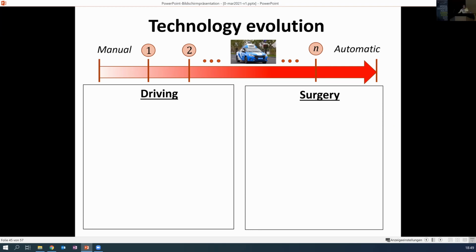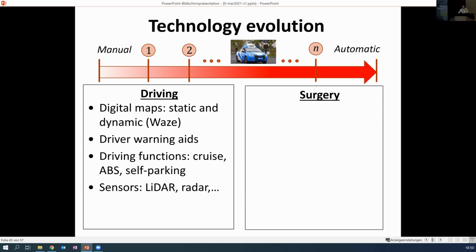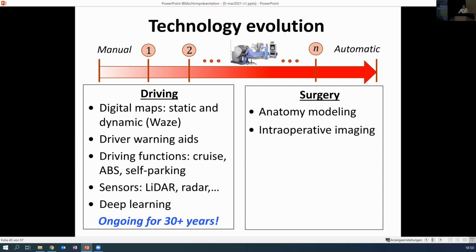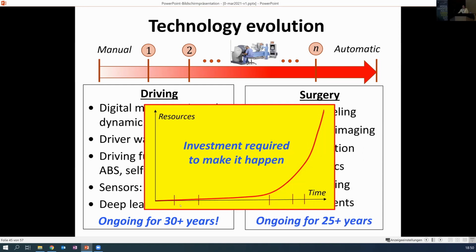There are ways. You do not do immediately autonomous driving. There are steps on the way. You have maps, you have warning aids, you have driving functions, and in surgery, we can do the same thing. Anatomy modeling is our maps. Intraoperative imaging is our vision. Surgical navigation, okay? But this has been ongoing for 30 years. Those who remember the first CMU projects on driving cars, but for surgery, we've only been going 25 years.